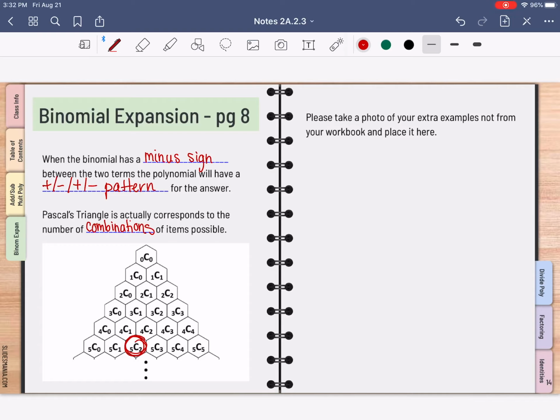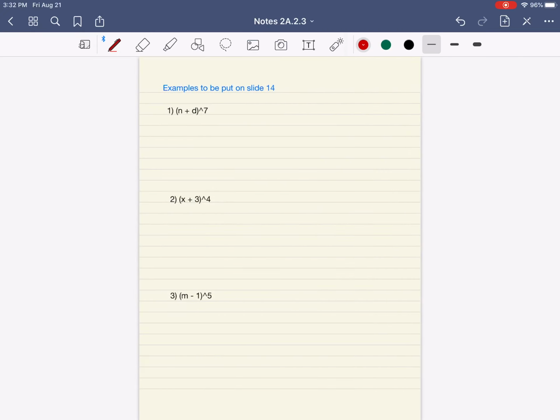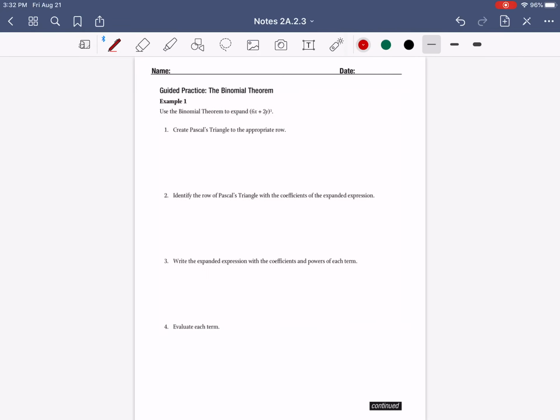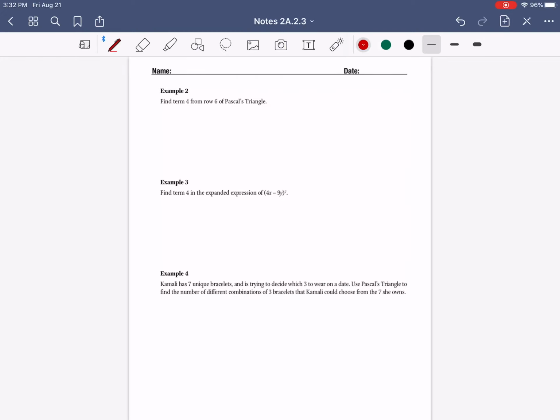Okay, I'm gonna move around a little bit. I'm not gonna do these examples yet. I need you guys to find the guided practice that says binomial theorem 2A.2.3. You can pause here if you need to go find it. We're going to go to example numbers 2 and 4, the only ones we're going to do today, along with some other little examples. Example 2 says find term 4 from row 6 of Pascal's triangle.